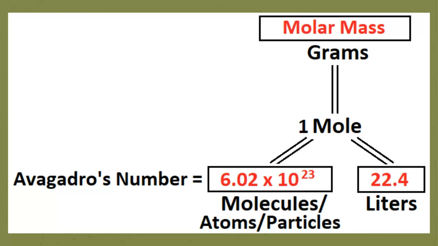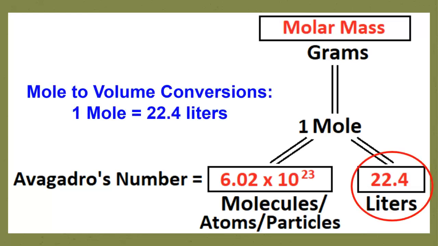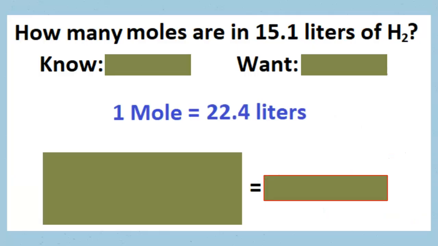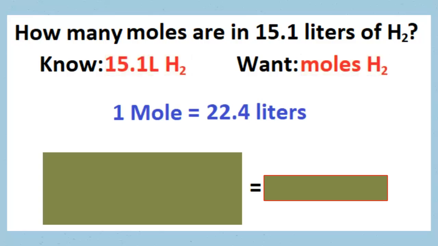Now that we've gone over grams and avogadros, the last thing that we can turn moles into is liters. And the relationship between moles and liters is 1 mole is equal to 22.4 liters. For our example, how many moles are in 15.1 liters of H2? We know that we have 15.1 liters of H2. We want the moles of H2, and we know the relationship between moles and liters.